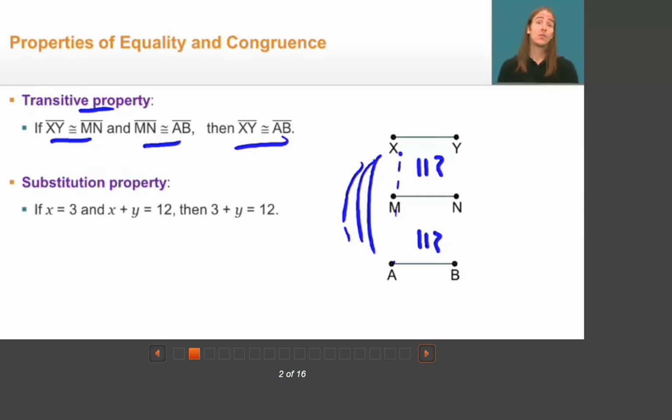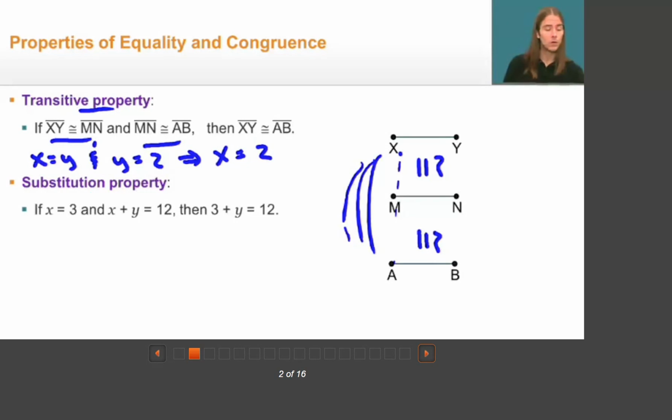The same type of thing is true for real numbers. If I had three real numbers, x, y, and z, and I knew that x is equal to y and also that y is equal to z, well, then I can say that x is equal to z. The last property we can talk about here is the substitution property.